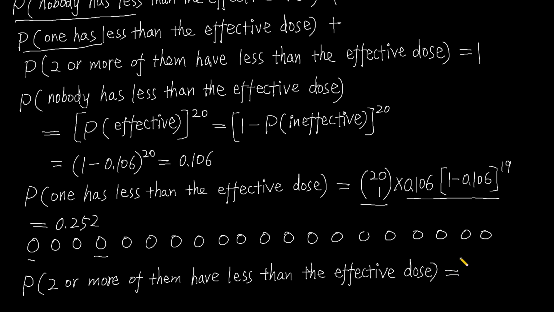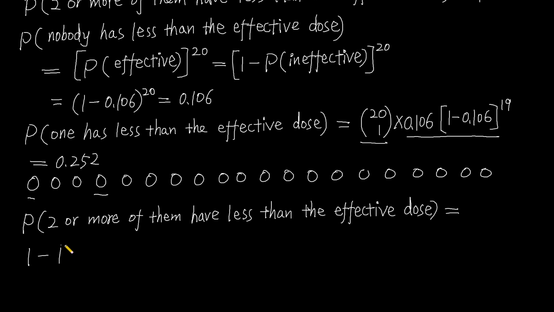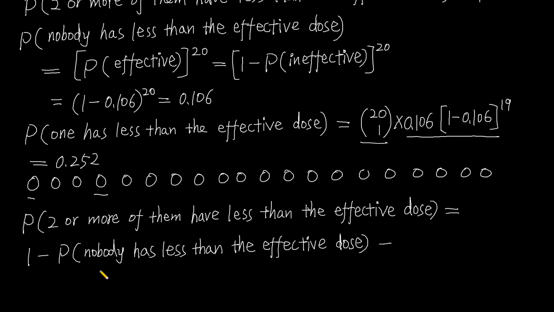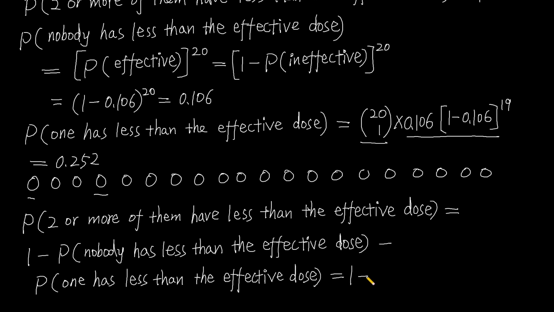Then the probability that two or more of them have less than the effective dose equals 1 minus the probability that nobody has less than the effective dose, minus the probability that one has less than the effective dose. This equals 1 minus 0.106 minus 0.254. This equals 0.642.